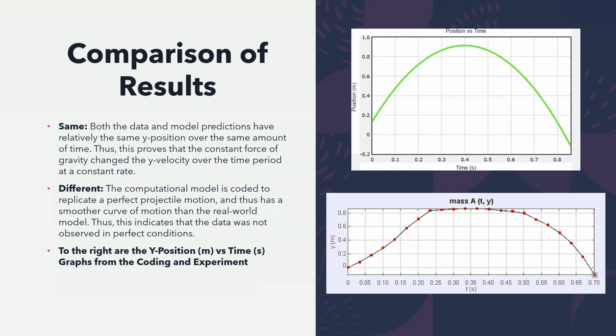Differences are the computational model is coded to replicate a perfect projectile motion, and thus has a smoother curve of motion than the real-world model. Thus, this indicates that the data was not observed in perfect conditions. And as you can see to the right are the y position in meters versus time in seconds graphs from the coding on top and the experiment on bottom.